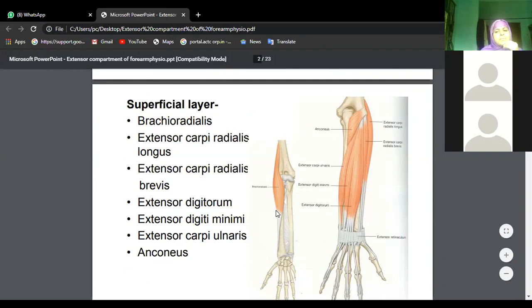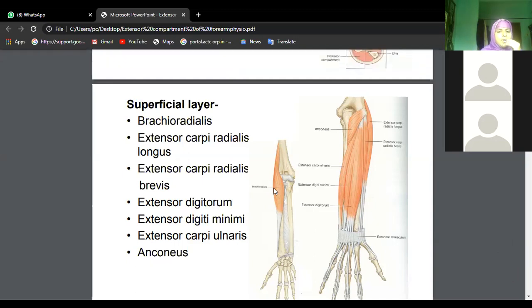You see here, the first muscle we are seeing is brachioradialis. This muscle was visible when we were doing the flexor compartment, isn't it? If you lift brachioradialis, I told you, we will see the superficial branch of the radial nerve. Is it forming any boundary of the fossa we have studied? Cubital fossa. Which boundary? Lateral boundary. So that is the very first muscle we have, brachioradialis.